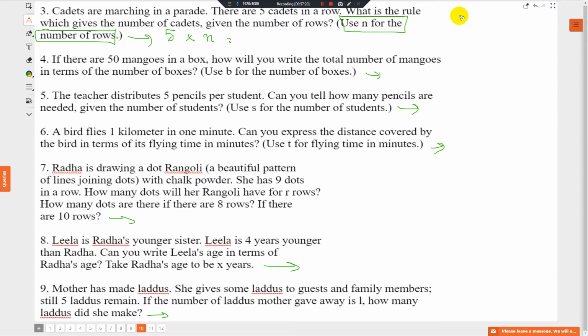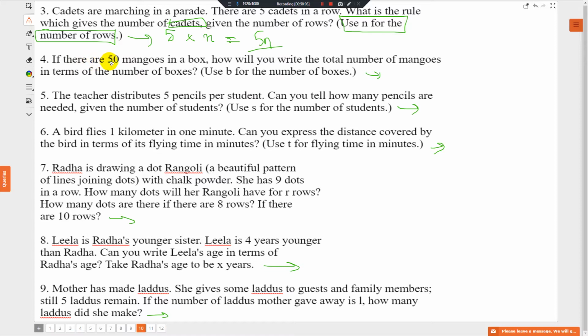Like in the example, if the cost of one apple is 5 rupees, what will be the cost of 5 apples? It gives 5 into 5, which gives the total cost of the apples, right? Same here, they have asked for the total number of cadets in rows. n is the number of rows. We don't know how many rows they have given. So that's why we write 5 into n.